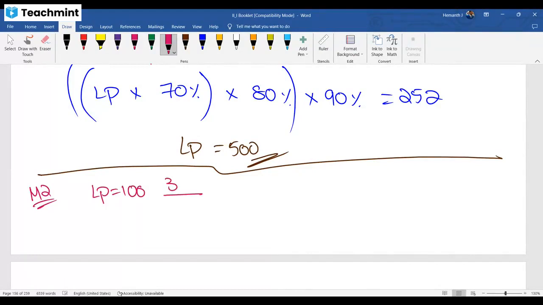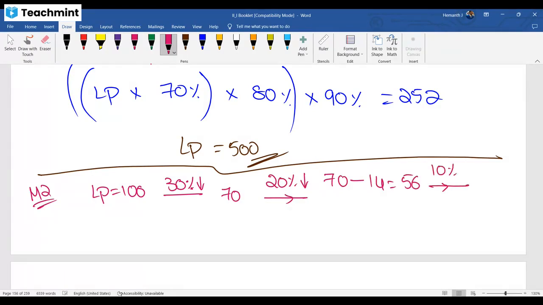First, how much discount? 30% discount means it will become how much value? 70. Next discount? Next is 20%, right? What is 10% of 70? 7 rupees. 20% means 14 rupees. It becomes 56. Then how much discount? 10%. 56, 10% means 5.6. Right? So what is that? 56 minus 5.6 is 50.4, right? Very good. Okay, all discounts completed.